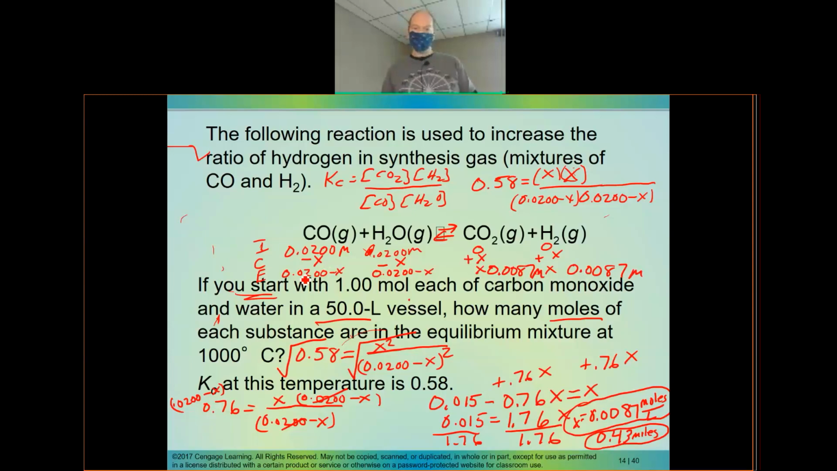And then for the reactants, you have 0.02 minus 0.0087, so that is 0.0113 molar. You take your 0.0113 times 50, and you get 0.57 moles. So the CO at equilibrium is 0.57 moles, same with your H2O, 0.57 moles. And both the CO2 and the H2 are 0.43 moles.